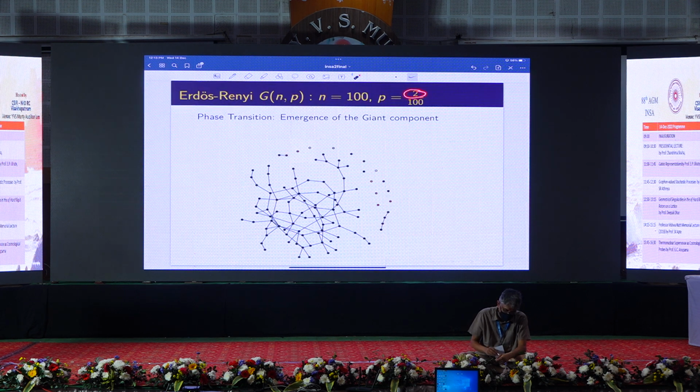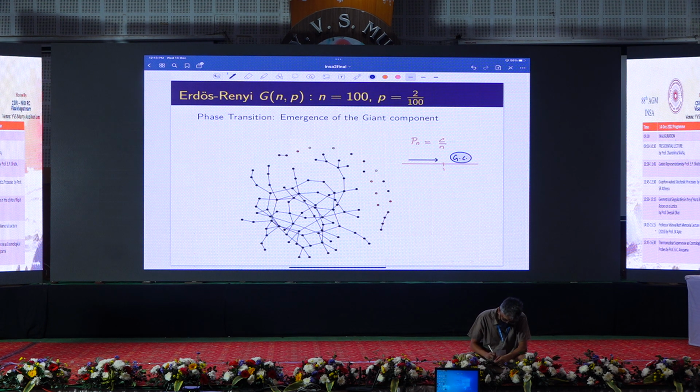And this is a famous phase transition that happens. If you're in physics, you'll immediately know this, that suddenly a giant component pops up in the graph. Okay? So as p crosses C by n, so p_n is equal to C by n, and 1 is somewhere here. As you cross 1, on this side, there will be a giant component.